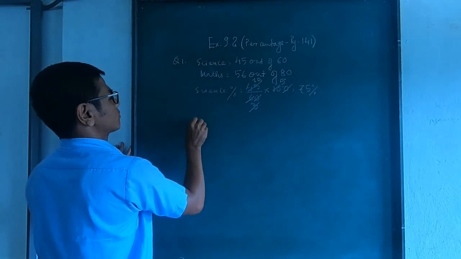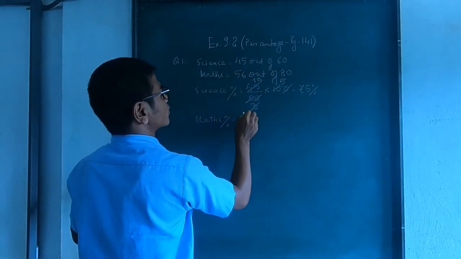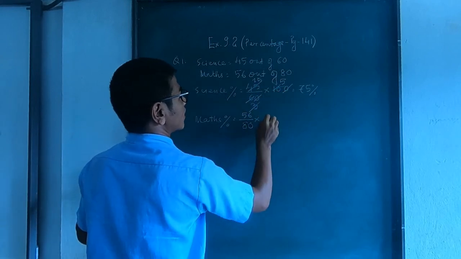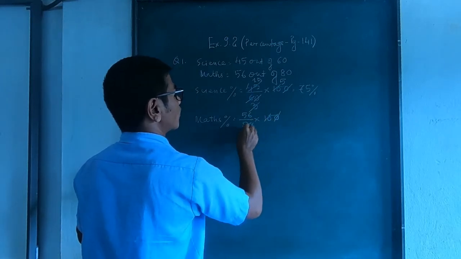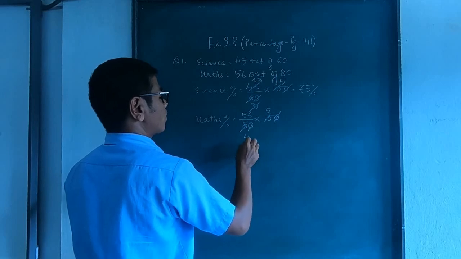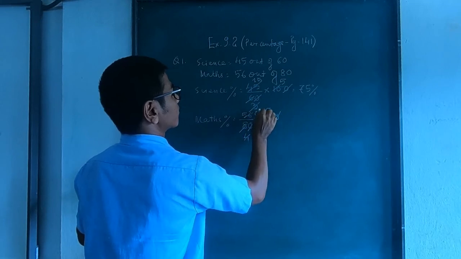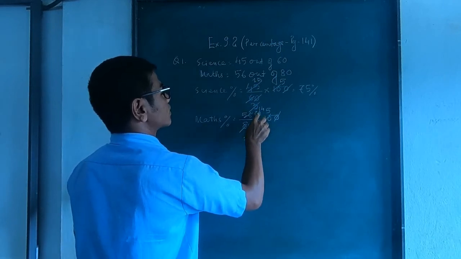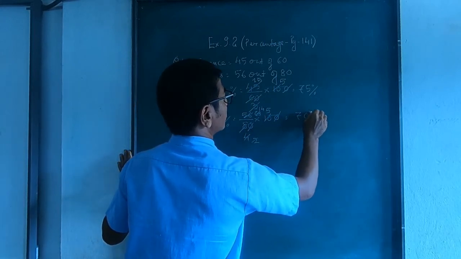Then we go for math. Percentage, he scored 56 out of 80. Again, we'll multiply with 100 because we have to make a percentage. Strike off the noughts, then we'll go with 2, 5, then 4, then again we will cut with 2, which is 28. Again, we cut with 2. 14. What we get is 14 into 5, which is 70%.